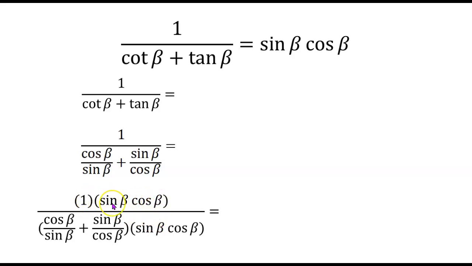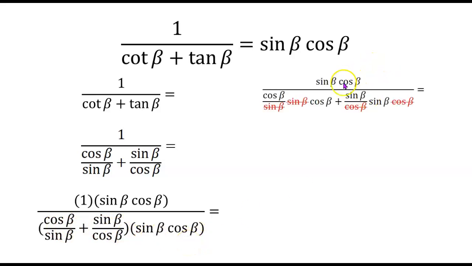So on top we just have 1 times the sine of beta times the cosine of beta, and on the bottom we have what we had before, times the sine of beta times the cosine of beta. So what happens? Well, of course, on top, 1 times sine beta cosine beta is just sine beta cosine beta. On the bottom, when we distribute, we've got cosine beta over sine beta times sine beta cosine beta, but the sine over sine cancels out. Plus, we've got sine beta over cosine beta times sine beta times cosine beta, but this cosine over cosine cancels out.